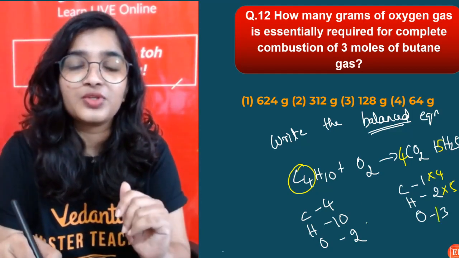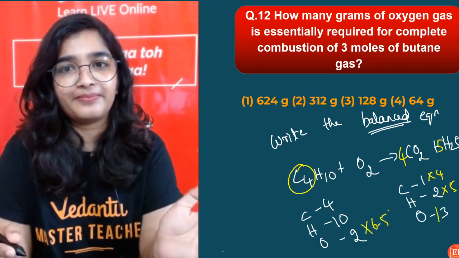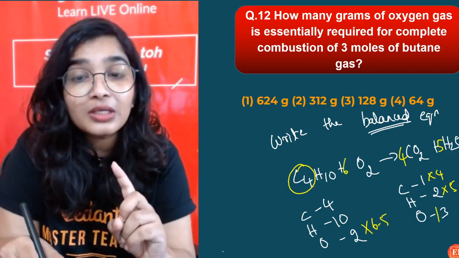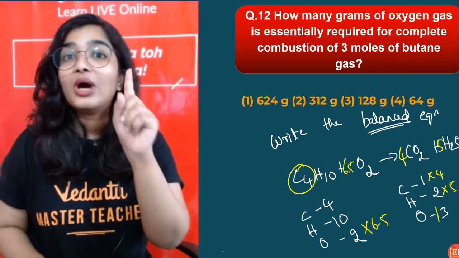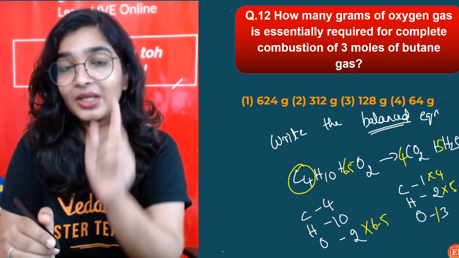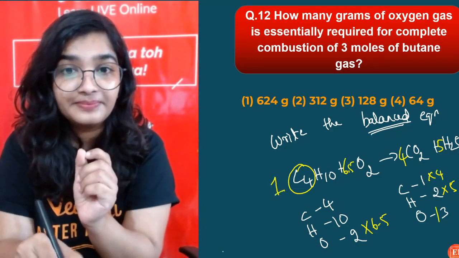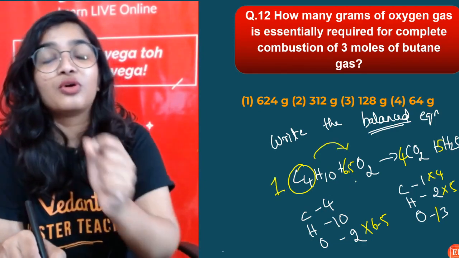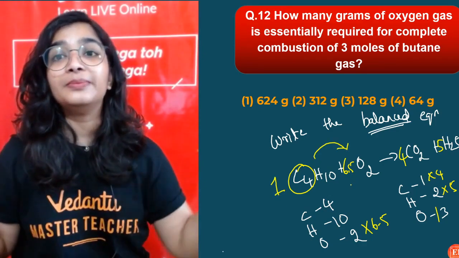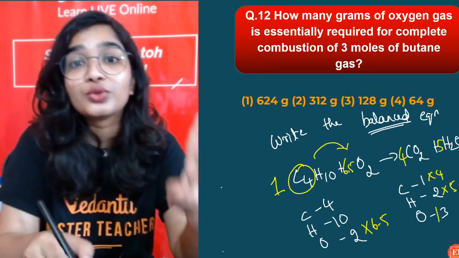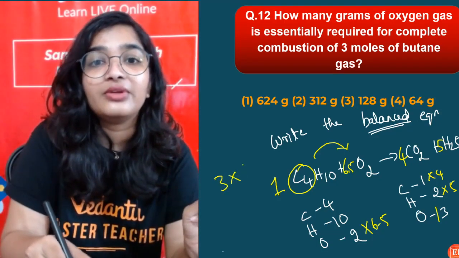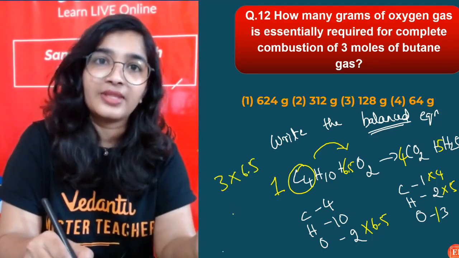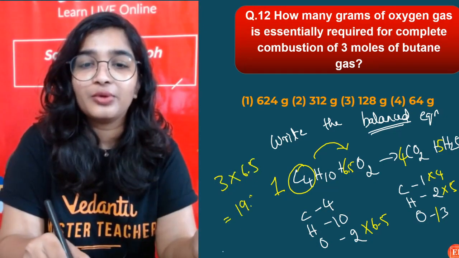So what to do? 2 into 6.5. So what we got to know is 1 mole of butane requires 6.5 moles of oxygen to undergo complete combustion. So 3 moles would require 3 into 6.5. So it will be 19.5.